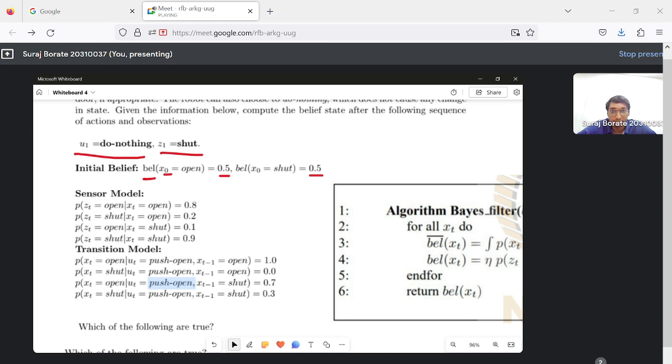Now let's move on to the correction step, because we have also made the sensor measurement that the door is shut. What is the formula? Let's go back to the Bayes filter algorithm. Belief of xt is equal to eta into p of zt given xt into the prediction. So let's write it down.